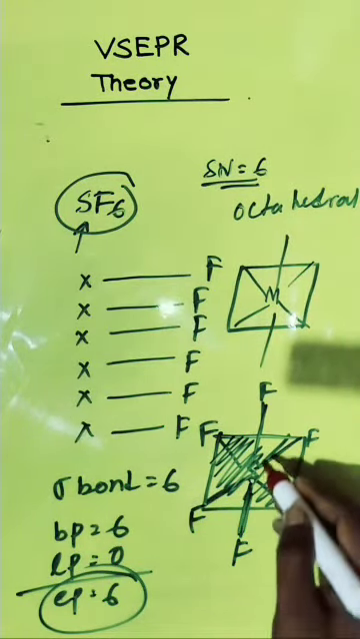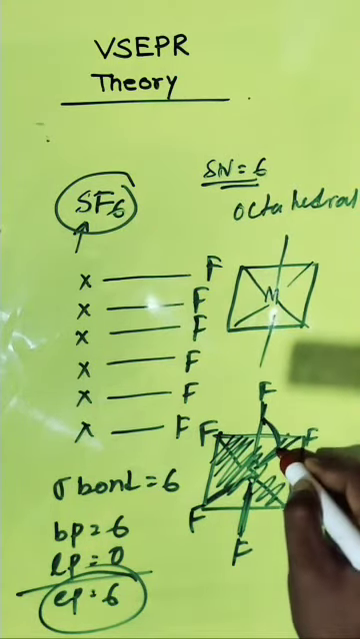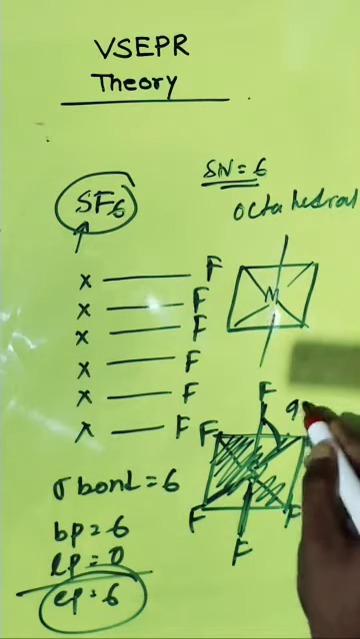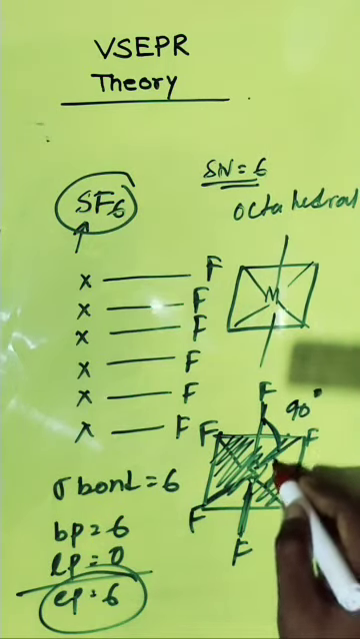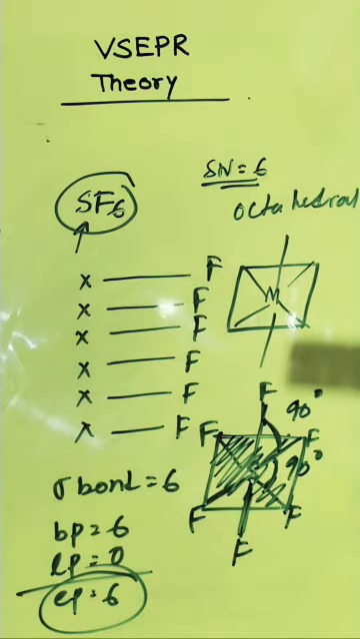But the bond angle between any type of bond is 90 degrees, because the bond angle between axial and equatorial bond is 90 degrees, and the bond angle between two equatorial bonds is 90 degrees also. So there is no difference in bond angle. So the bond angle of SF6 equals 90 degrees. That is the structure of SF6 or sulfur hexafluoride.